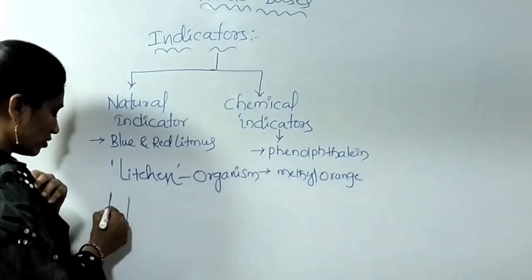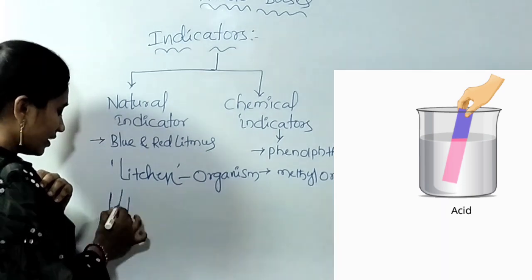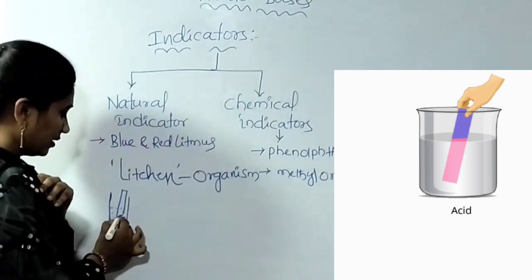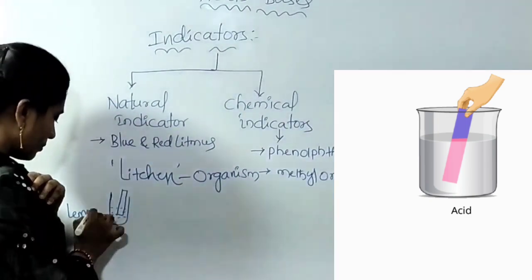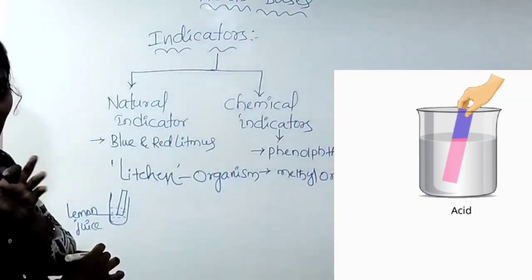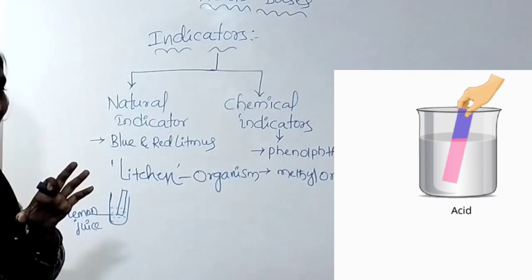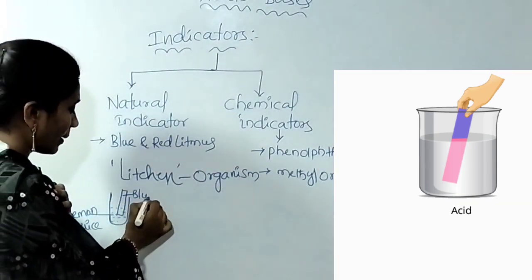you just take one blue litmus paper. Imagine the solution is lemon juice. Lemon juice, in the sense what? Again it is an acid, that we know. So here I have taken the blue litmus paper.